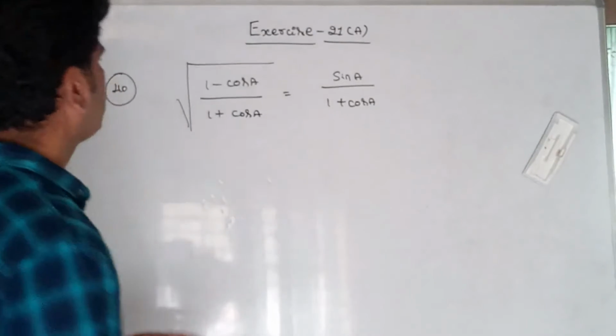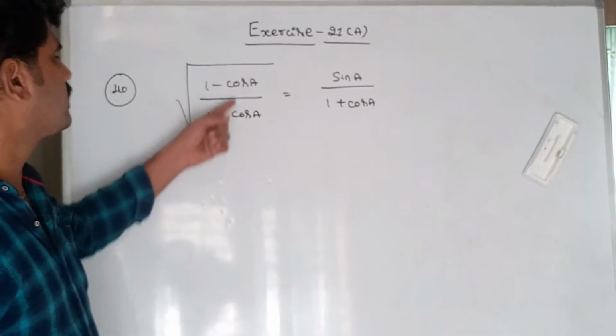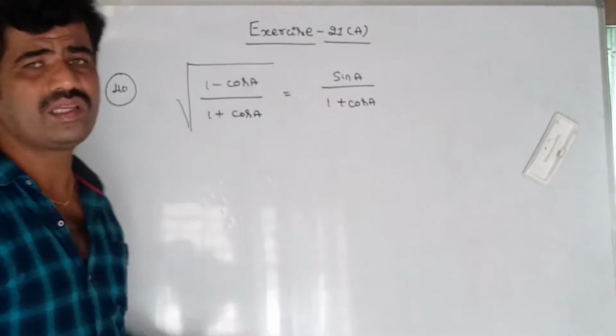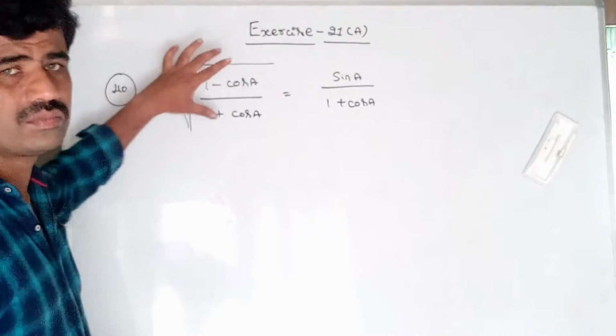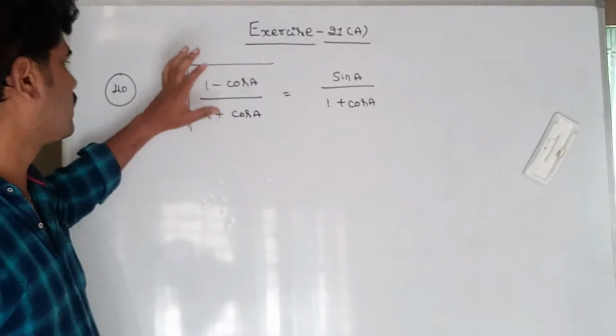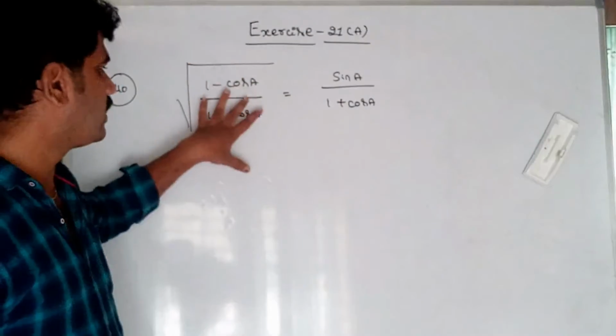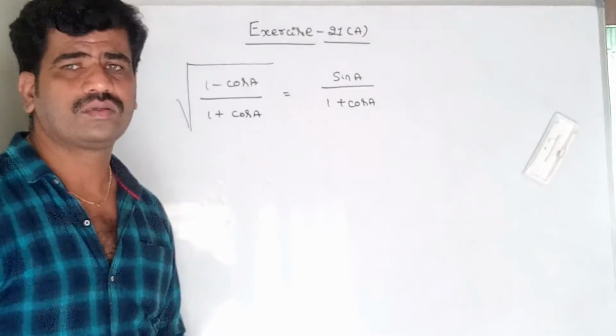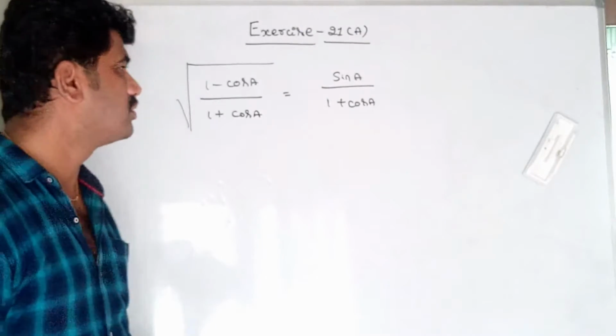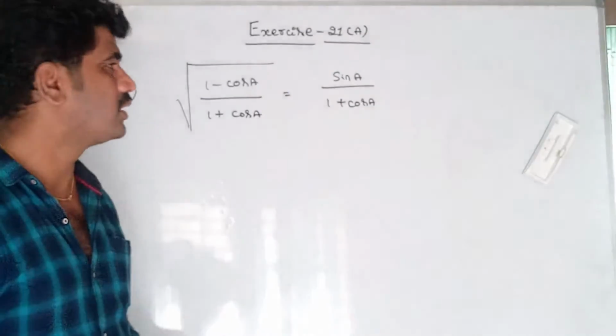Next problem: square root of 1 minus cos A divided by 1 plus cos A is equal to sin A by 1 plus cos A. This is the same problem. The last problem was the same, but the RHS was different. Here it is the same LHS, but the RHS is different. So in this condition, how do we analyze it? I told you in the last problem.